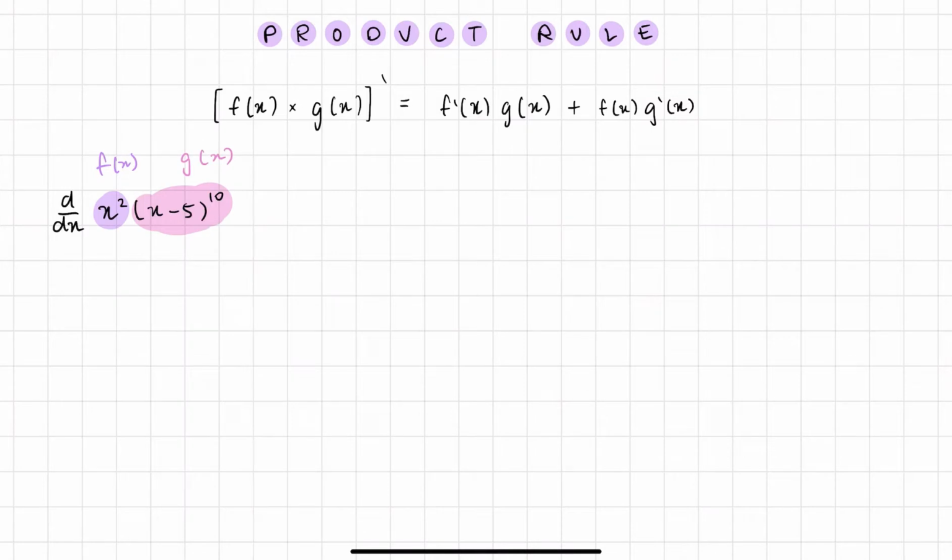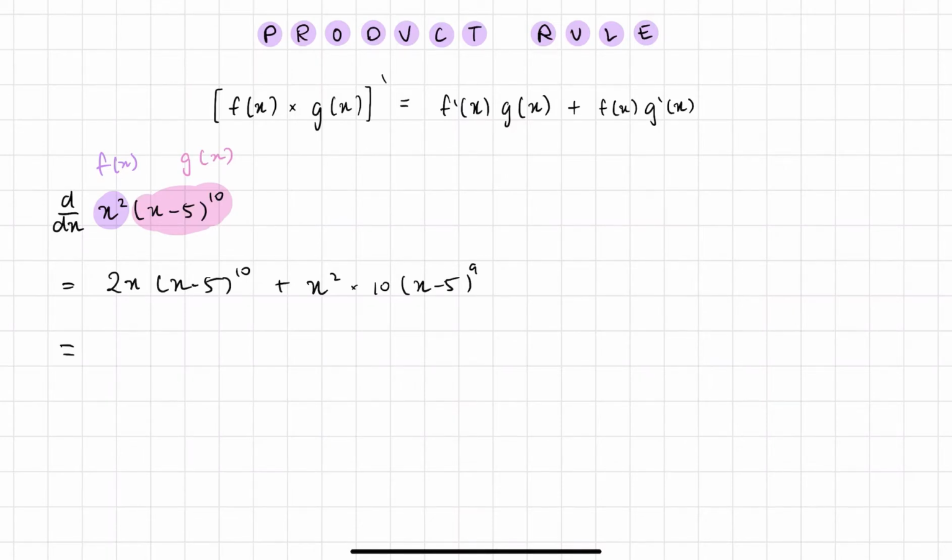If you differentiate this, I'm going to do f dash x first, so we're going to have 2x, and just write the other one down, plus f(x), which is just x squared, and then we're going to differentiate g(x). That's going to be 10 times (x minus 5) to the power of 9. Okay, let's just clean this up.